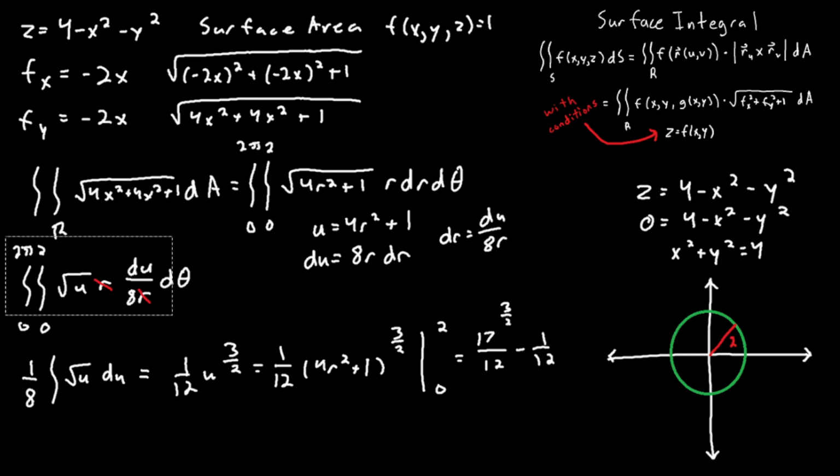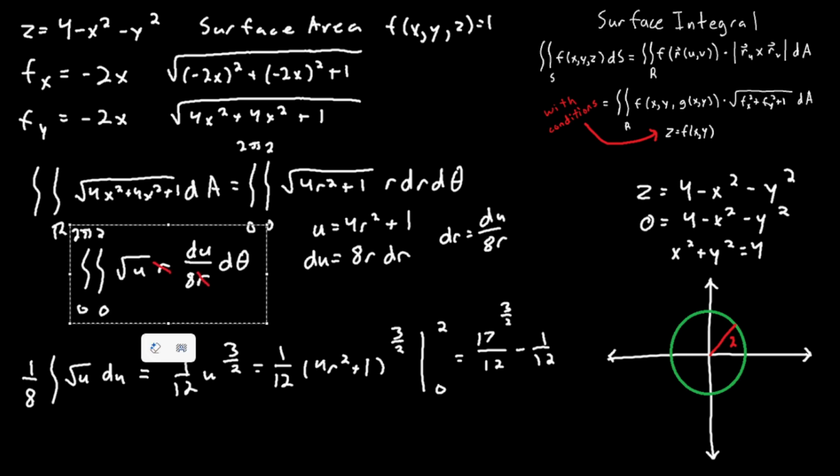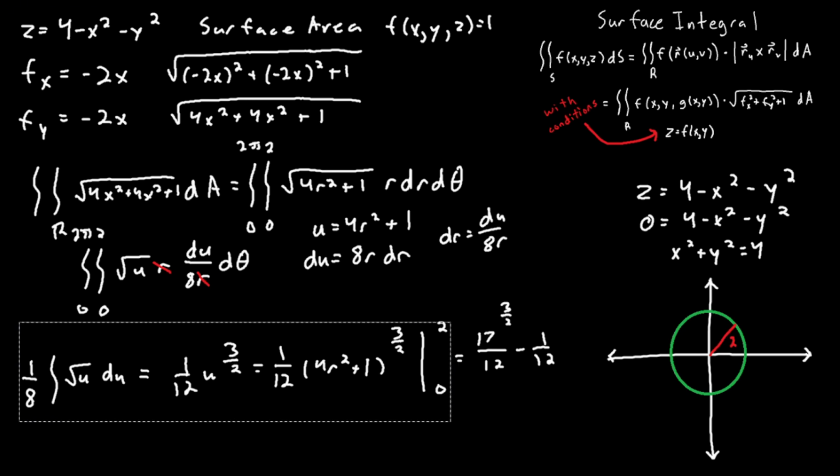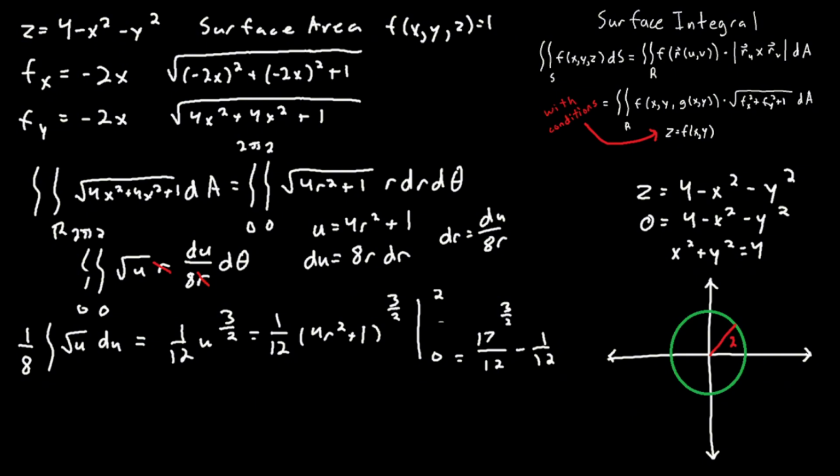Let's free up some space for us so we can write more. Let's move everything up, and the answer so far up, right here. So this is our new integrand. We can actually simplify this further into 17 to the 3 over 2 minus 1 over 12.